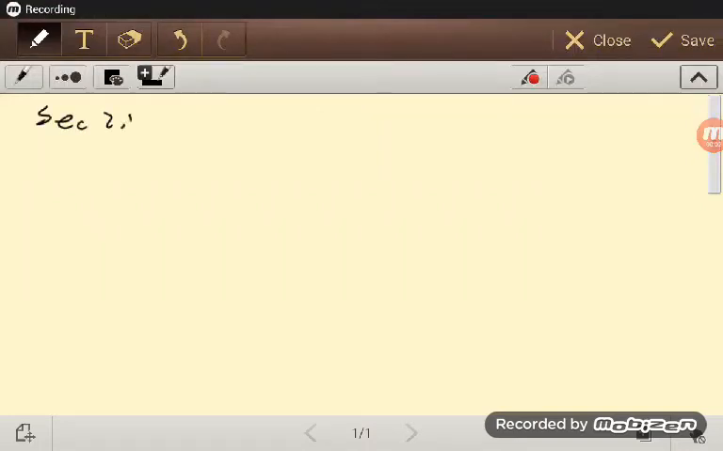Section 2.4. We'll try this one again. I seem to have my hand over the microphone for it or something like that.